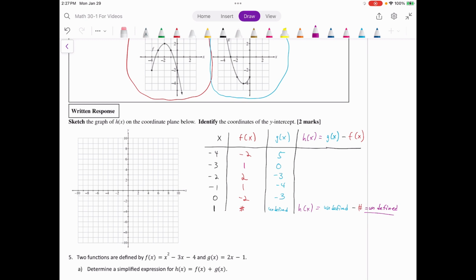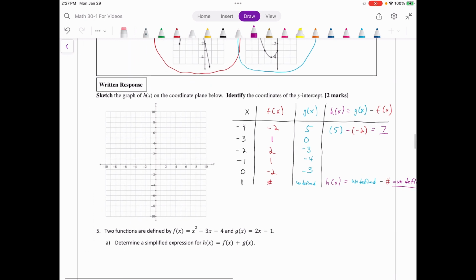So g of x minus f of x, right? That's what we're doing for h of x here. So when x is negative 4, we're going to do 5, g of x, minus negative 2, f of x. So we would literally do 5 minus negative 2, which is just 5 plus 2, right? Minus negative 2 is plus 2. So 5 plus 2 is 7. And there we go. We've got our first point. That is a point on the graph of h of x, right? The graph of g of x minus f of x.